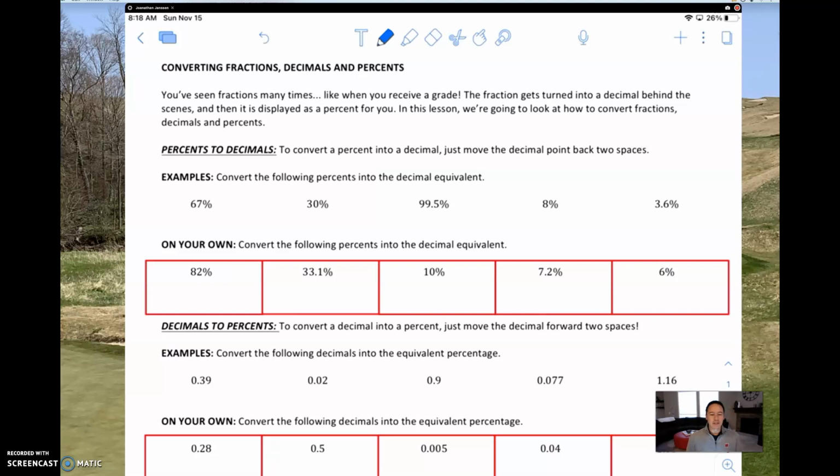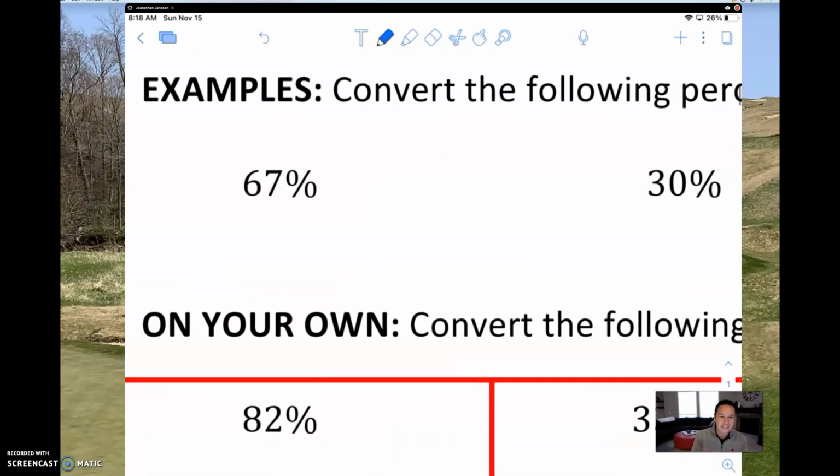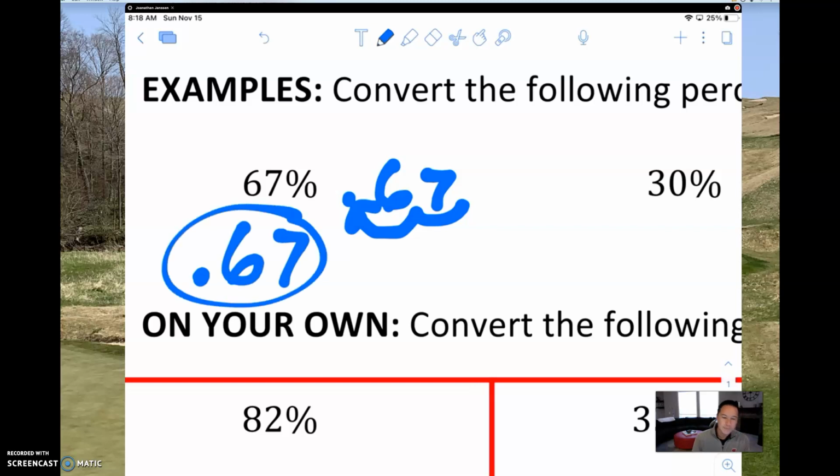We're going to start with just conversions. When we're converting percents to decimals, you just have to move the decimal point backwards by 2 spaces. The first example shows 67%, and you might say, well, I don't see a decimal point. Pretend it says 67.0. We don't show the .0 because we don't need to, but pretend there's a decimal point there. If we move the decimal point 2 spots back, it would be 0.67. So 67% is the exact same thing as 0.67.